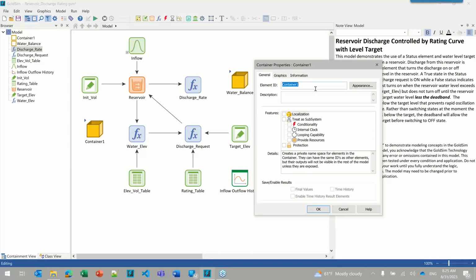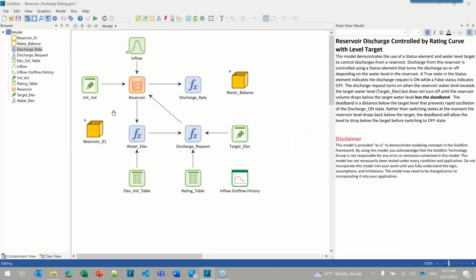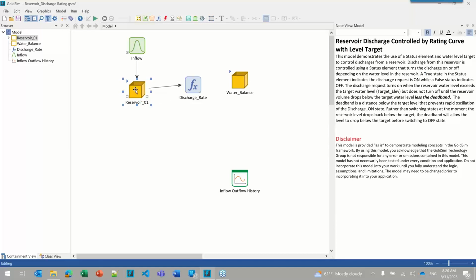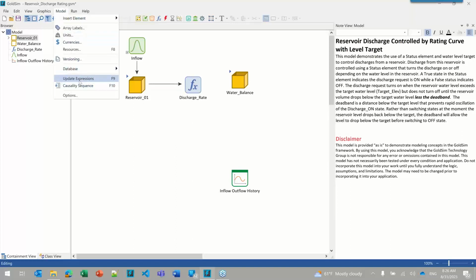So I'm going to create another container called reservoir, and let's say it has a name, right? Reservoir 01, let's say. So that's the name of this reservoir, and now I'll put everything related to the reservoir in there. That's going to be this and this and this and this. So I'll drag and drop that in there, and then update my expressions. Updating my expressions then causes this influence line to be redrawn. If I go up here to model, you'll see there's update expressions. It's the F9 key.